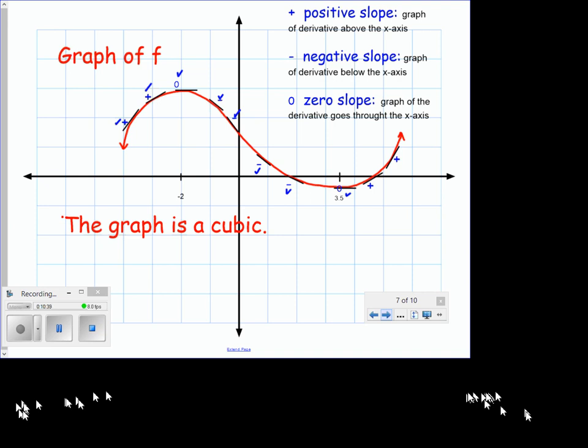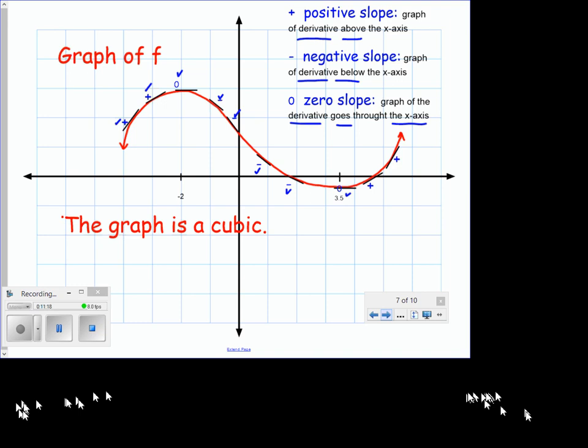So our positive slopes are graphs of the derivative above the x-axis. When we do the derivative, we're going to graph it above the x-axis. A negative slope will be graphed of the derivative below the x-axis. And zero slopes will be graphed through the x-axis. Okay? So take a minute and graph this cubic. And our next slide will be the graph of the derivative.